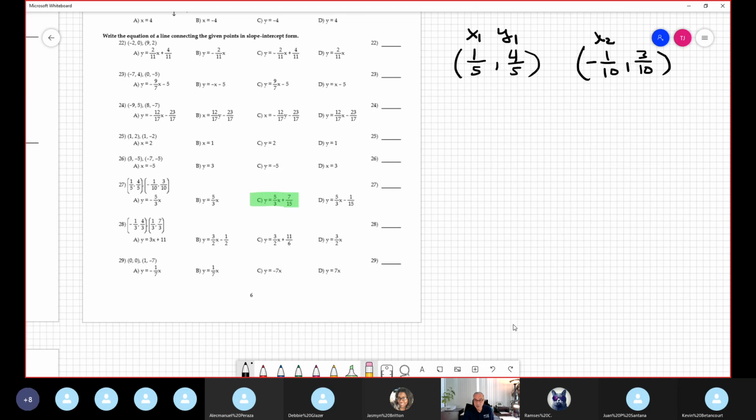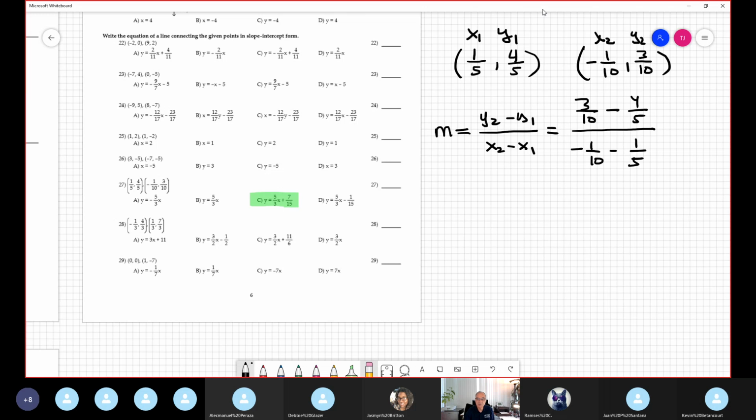Don't rush. Let's do it step by step. When you go very slow, wow, it's fraction. I hate the fraction. y2 minus y1 over x2 minus x1. Actually, y2 is 3/10 minus y1 is 4/5. I just plug it in after we computed one by one separately. X2 is negative 1/10 minus x1 is 1/5. Okay, no problem, I understand.